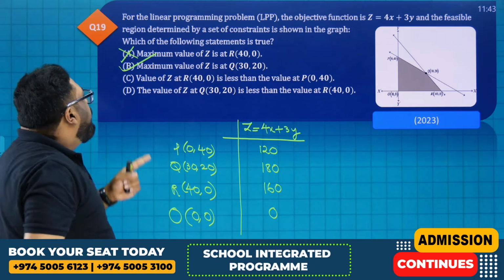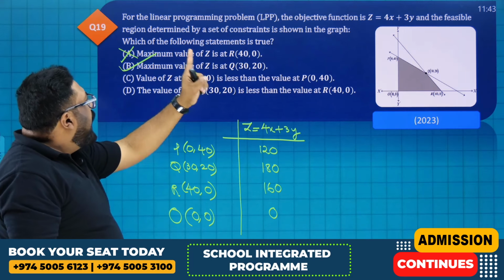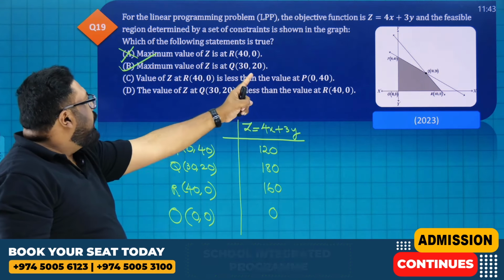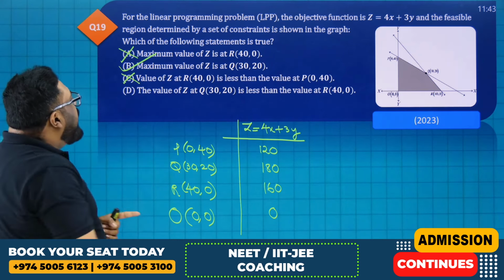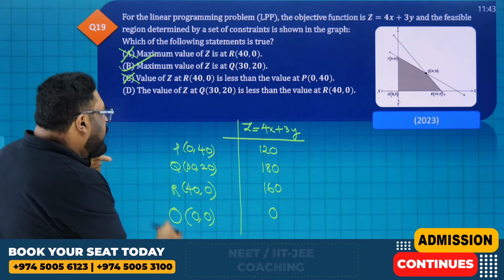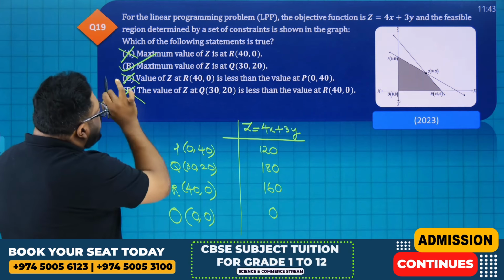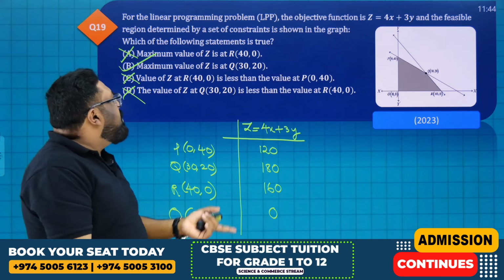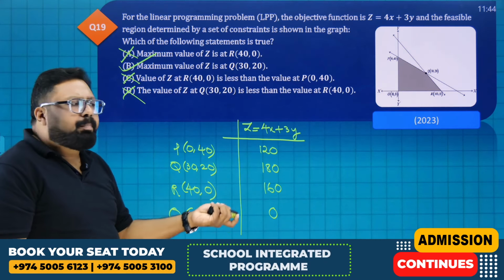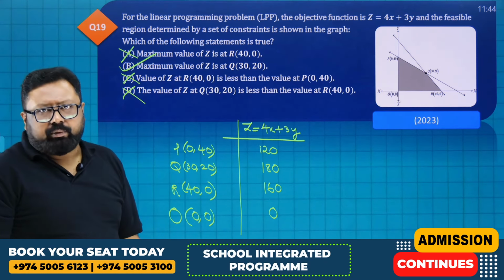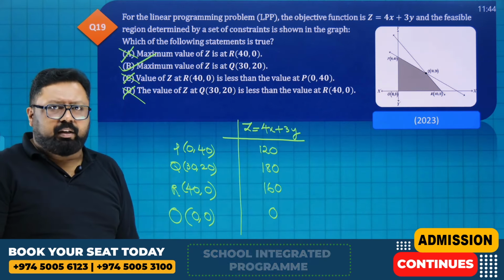True. Value of Z at R is less than at P. That's false. The value of Z at Q is less than... No, that's not possible because that's the maximum value. So option B is the right answer. Maximum value of Z is at Q, 30, 20. Yes, very simple answer based on the value of Z. There are many questions based on the value of Z, my dears.